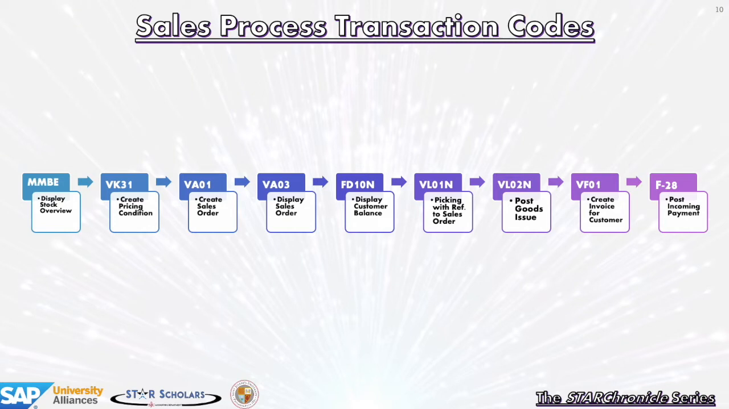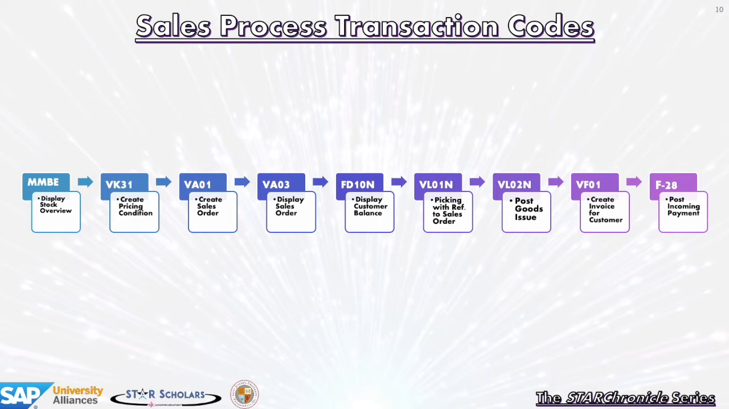Next, FD10N enables us to view the balance in our Philly Bikes subsidiary accounts receivable. Once we're ready to pick and pack the deluxe touring bikes for shipment to Philadelphia, we'll use VL01N to create the transfer order to move them to the shipping dock. After the shipment of DXTR Deluxe Touring Bikes has departed GBI's Miami warehouse, we will use VL02N to enter a post-goods issue into the SAP system and transfer the legal ownership of the bikes to Philly Bikes.